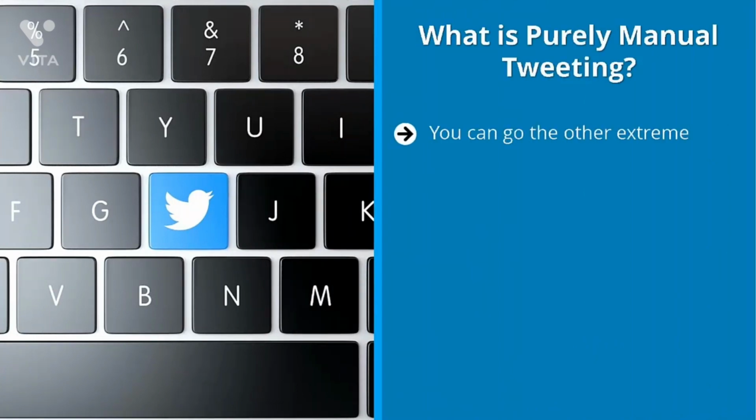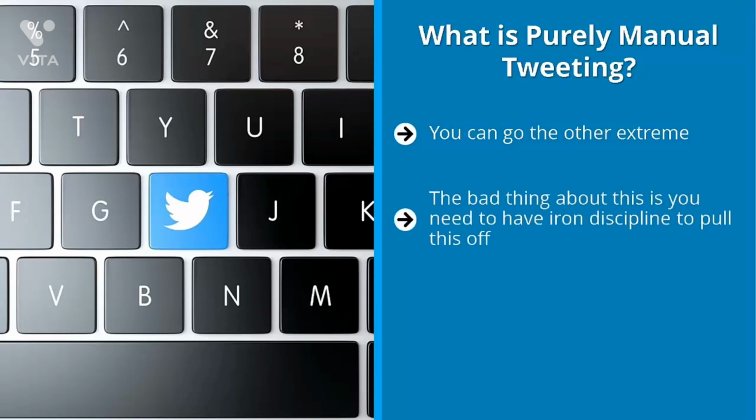What is purely manual tweeting? You can go the other extreme. The other extreme, of course, is to do everything purely by hand. Not only do you find the very best content by hand, you filter them manually, you post everything manually, you also engage manually. The great thing about this is that you have maximum control. The bad thing about this is you need to have iron discipline to pull this off.